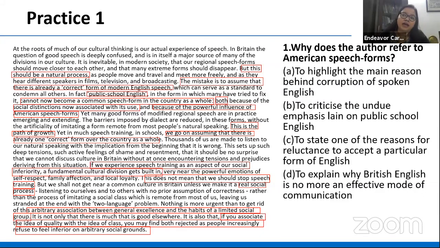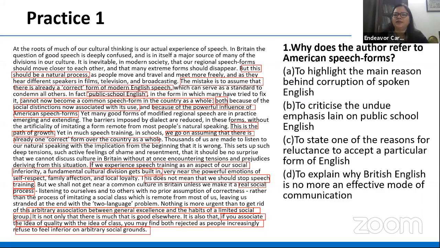We associate class with quality if you do this, because the class that speaks public, that goes to public school, speaks public English. They are the correct class, they are the quality, and I must imitate that quality. So inferiority sets in. And when you associate quality with class, people will reject something like this because no person wants to feel inferior. So speech training cannot be a successful thing.